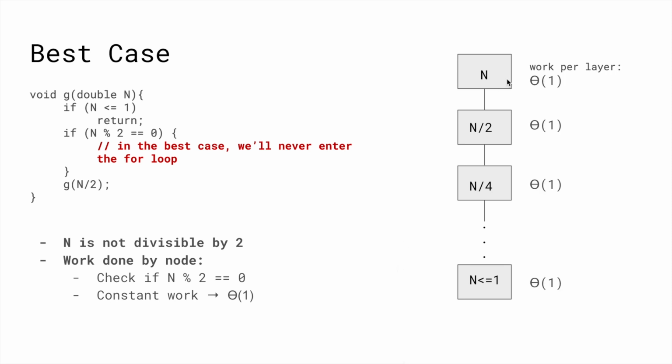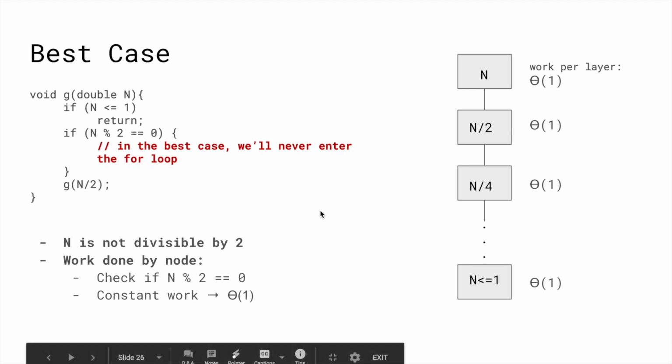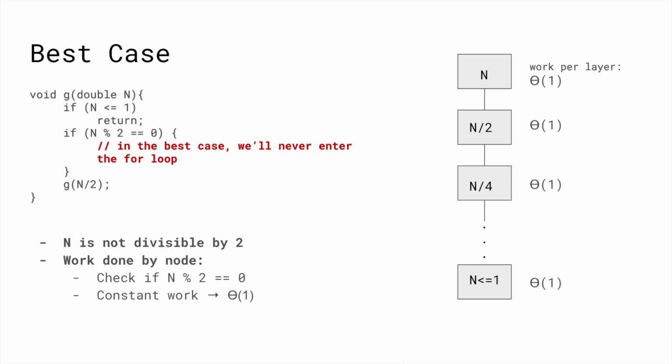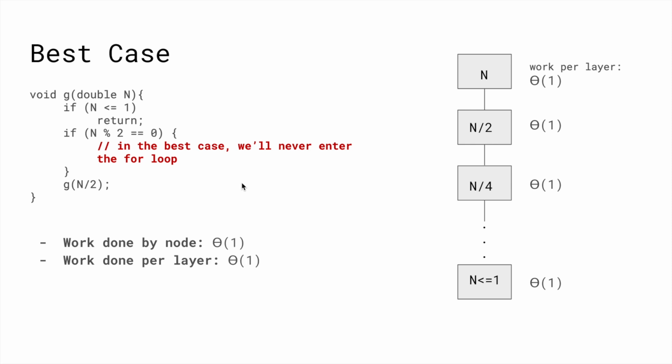We saw that at each of these levels, we're only going to be doing constant work because we're never going to enter that for loop. And this is one part where the information that n is a double is really important, because if n was an int, then n mod 2 could end up being an even number. But in the case of a double, we're never going to be able to get an even number from n divided by 2.